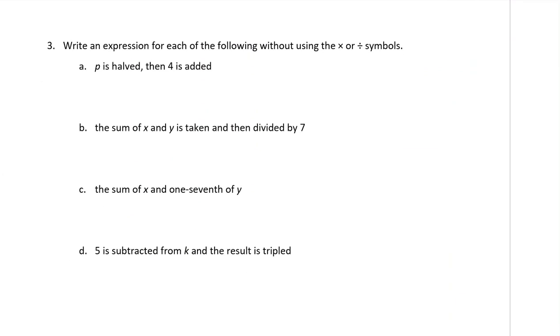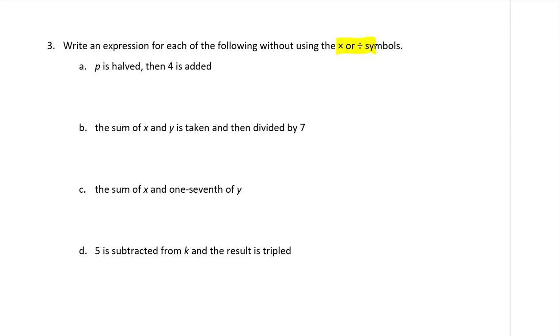Question 3. Write an expression for each of the following, and this one has a reminder that you should not use times or divide symbols. So instead of times we put them next to each other, instead of divides we're going to make fractions. Here's A. P is halved and then 4 is added. Things like commas help you to break this into bits. So the first thing I need to do is P is halved.